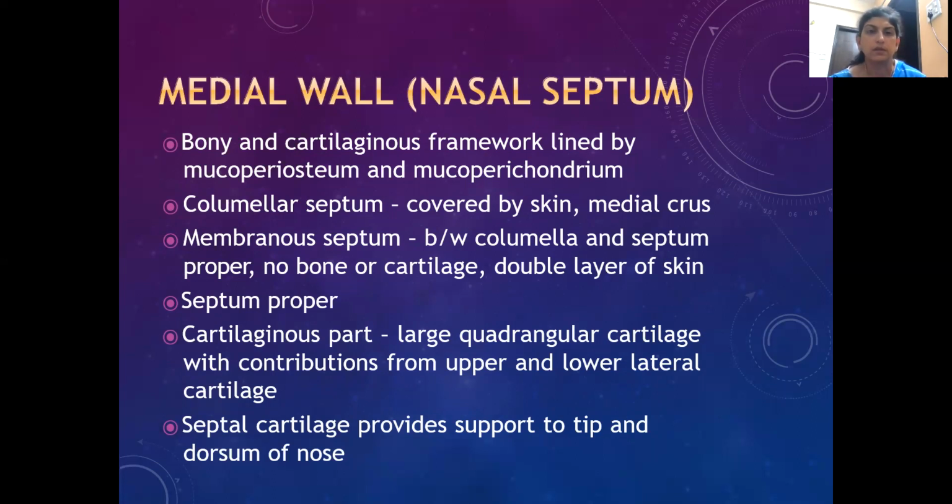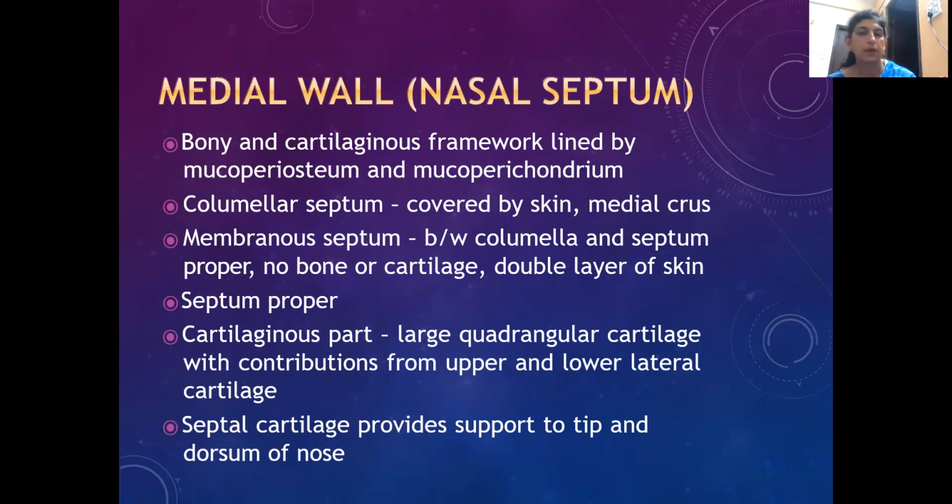The septum is divided into three parts: columellar septum, membranous septum, and the septum proper. Columellar septum is covered by skin and formed by the medial crura of the alar cartilage. Membranous septum is in between the columellar septum and the septum proper, which is deficient of any bone or cartilage. It simply has a double layer of skin. And the septum proper has a cartilaginous part and a bony part.